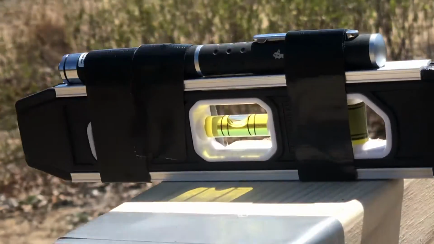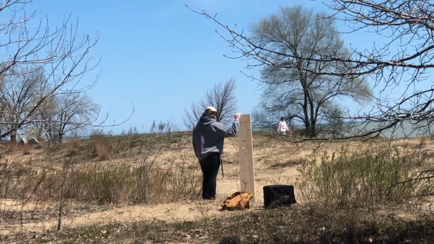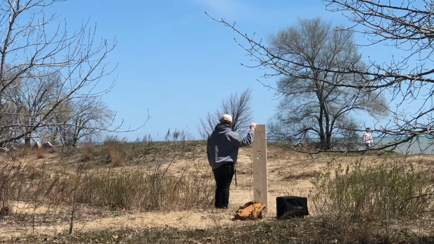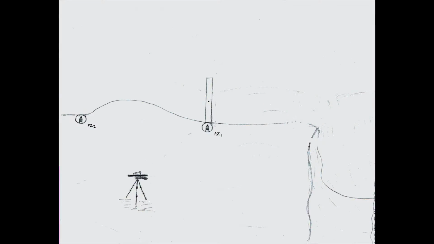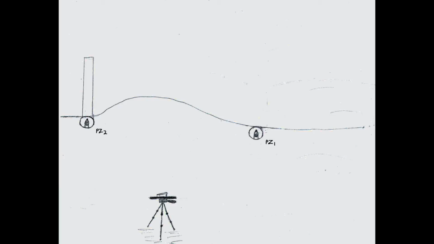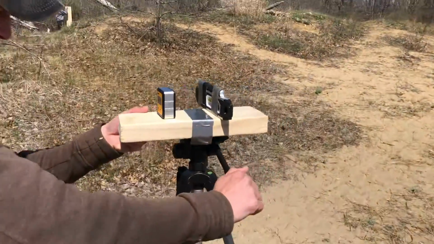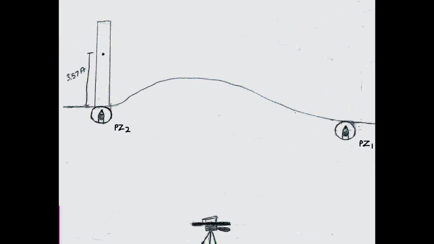After assuring that the laser was completely level, we fired the laser at the wooden board and marked where the laser hit. Mark it! The length on the board from where the laser hit to the bottom of the board was measured to be 3.26 feet. We then moved the board to PZ2 while keeping the tripod in place and repeated the process. This measurement was 3.57 feet.